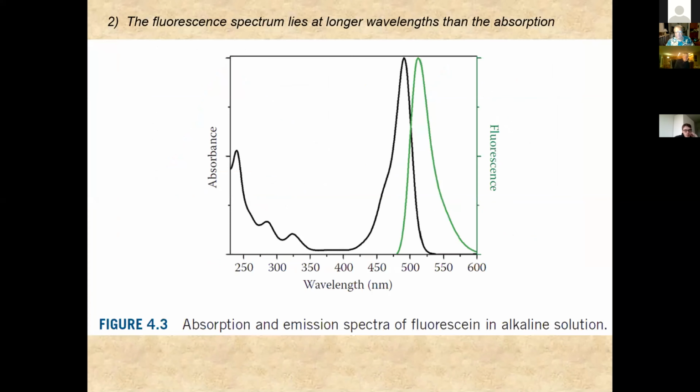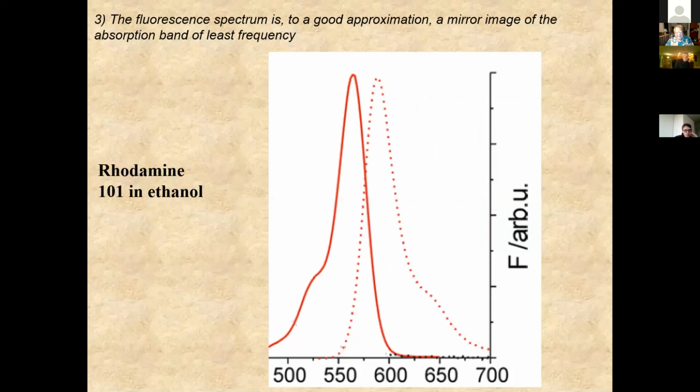Well, here's a typical absorption and emission spectrum of fluorescein. You see the absorption in black, and we see the emission in green is shifted to higher wavelengths, lower energy. And this is called actually the Stokes shift, and we'll learn in the history lecture a bit about George Stokes, who first observed this phenomenon. And finally, maybe less important but of interest, here we see rhodamine absorption spectrum, the solid line, and the dotted line is the emission.